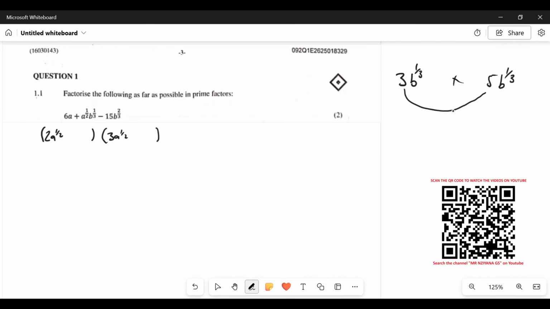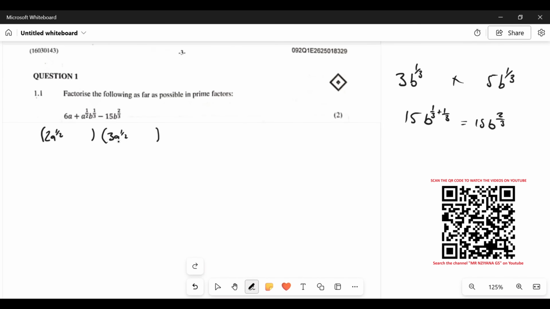So 3 multiplied by 5 gives us 15, right? And then b to the power of 1 over 3 multiplied by b to the power of 1 over 3. Remember, if the bases are the same, the exponents add. So this is 1 over 3 plus 1 over 3, right? So in turn, this gives us 15b to the power of 2 over 3. So the factors of 15b to the power of 2 over 3 are correct. It's a matter of where to place them. Since our 15 is negative and we have positive there, one of the brackets is going to be negative.